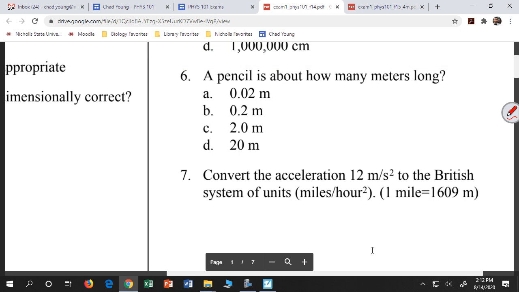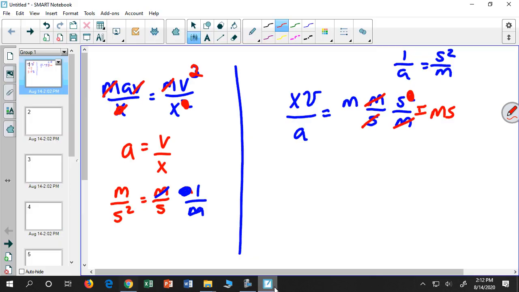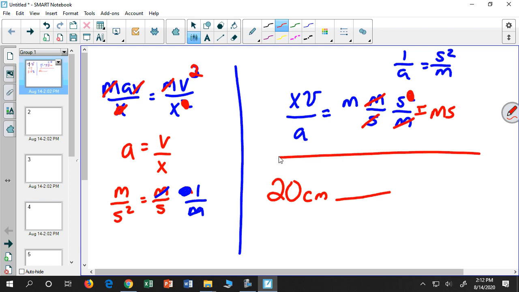So a pencil is about like this, and a pencil in centimeters, which is the most useful unit to measure a pencil in, is about 15 or 20 centimeters long. My pen's a little shorter than a pencil, but a pencil is usually about 20 centimeters long. But notice here that I'm not asking for it in centimeters. I'm asking for it in meters. And so you have to convert that, 20 centimeters, into meters. And to do so, you do your conversion factor.